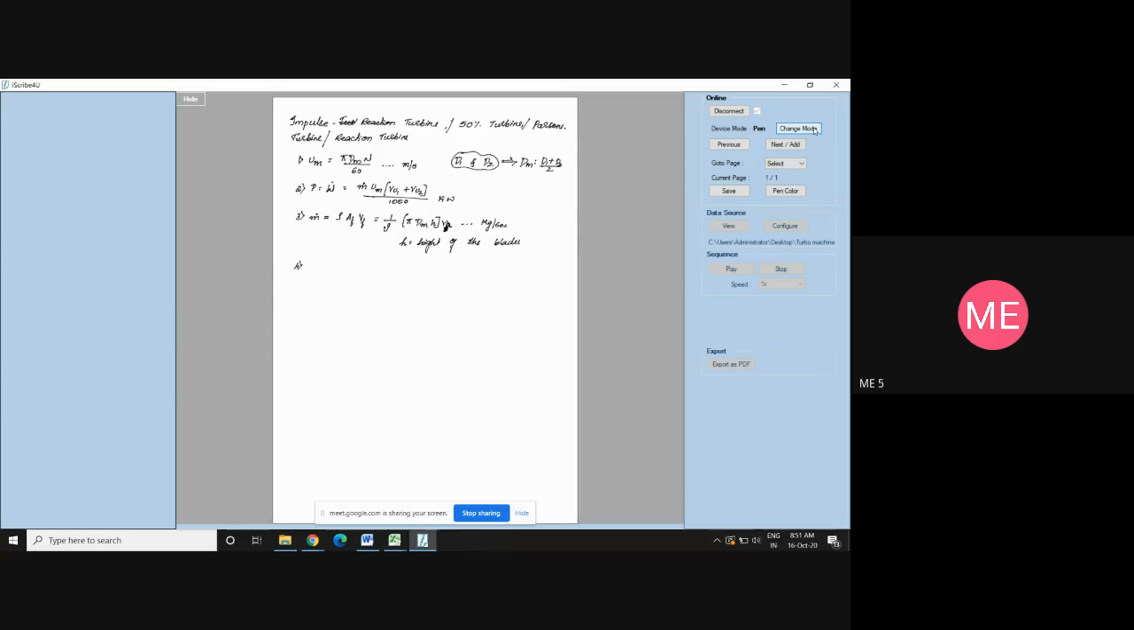And work done as usual. W is equal to U (VU1 plus VU2). There is no change in this. Then the fifth one.